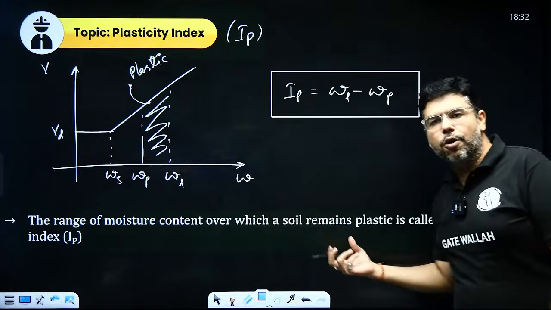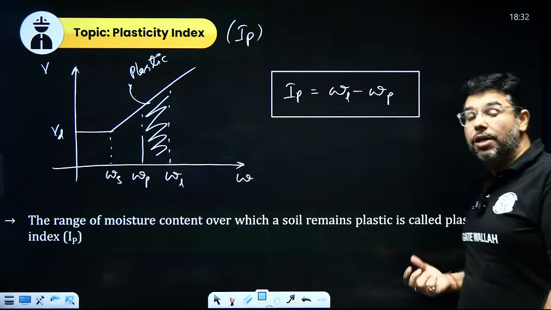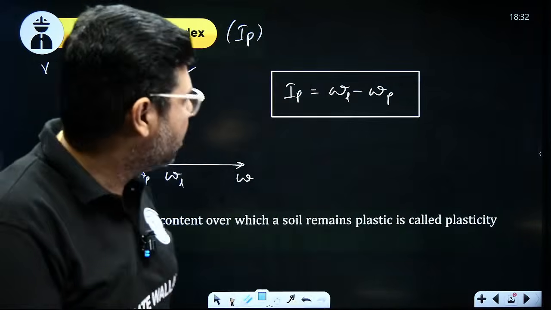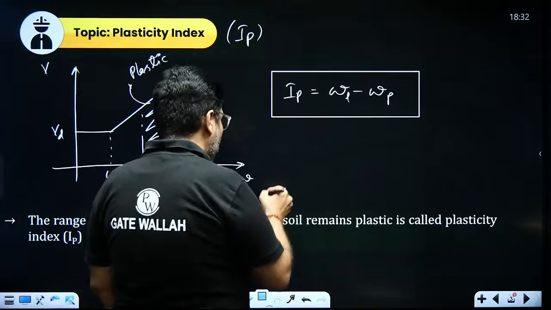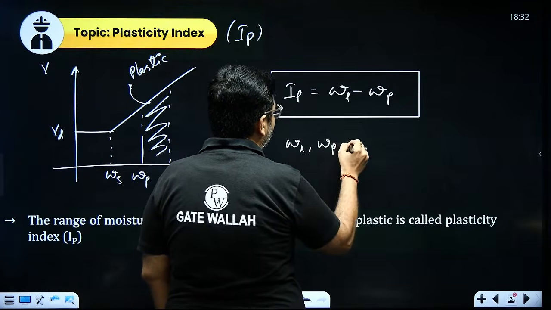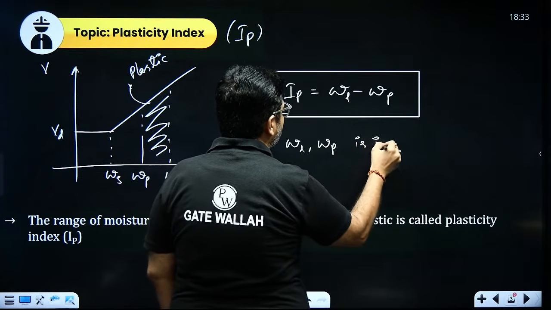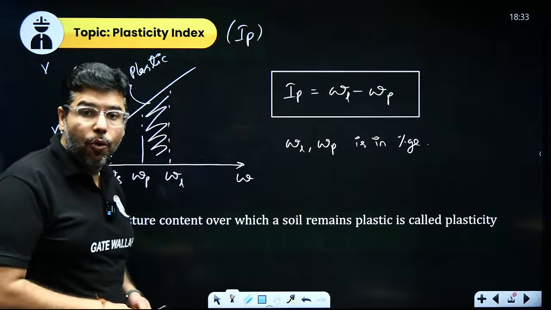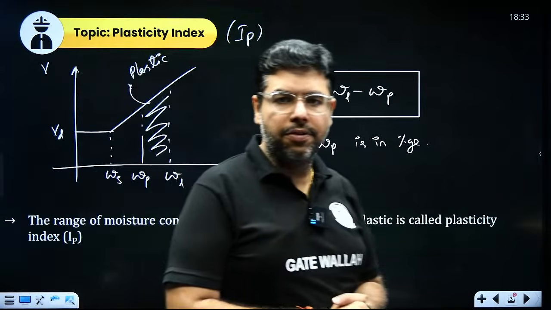So, the range of moisture content over which the soil remains plastic is called plasticity index, that is IP, and here WL and WP should be in percentage.